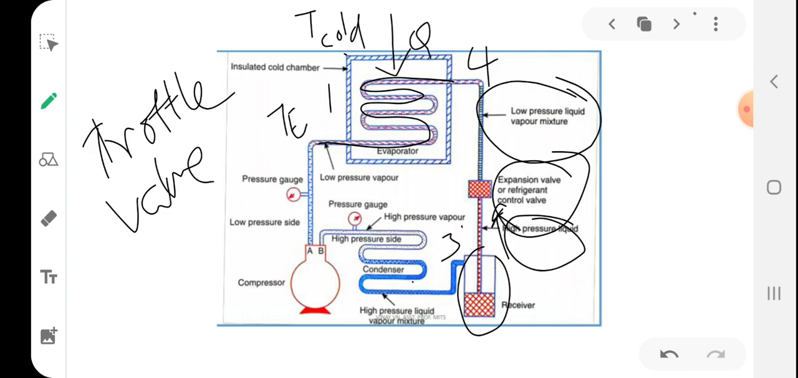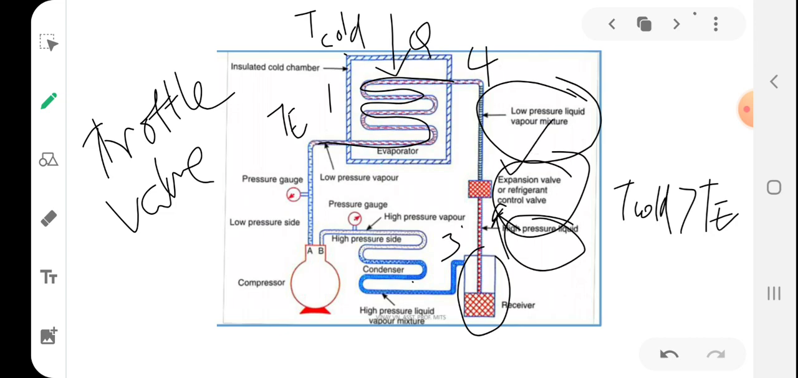If heat should transfer from the space to be cooled to the evaporator, what should be the relation of T cold and TE? T cold should be greater than TE. So we have to reduce the temperature even lower than T cold, lower than the temperature of the space to be cooled. Then only heat transfer takes place from that space to the evaporator. So that is why we are applying an expansion valve.